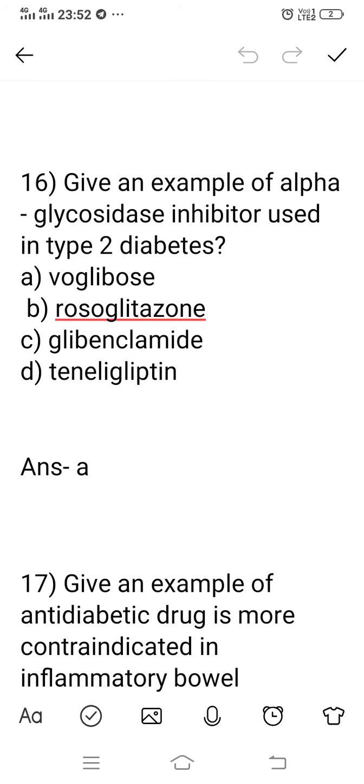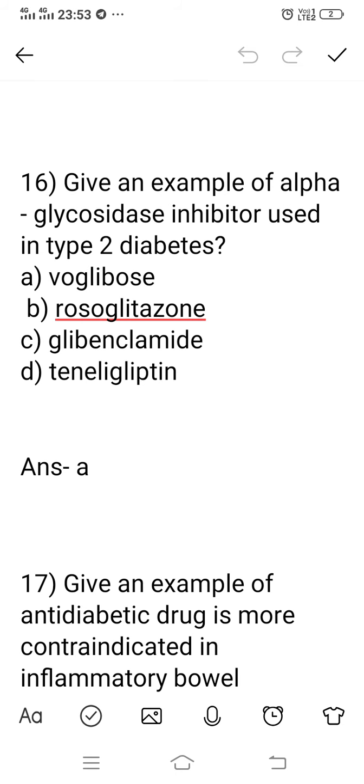Option number A, voglibose. What is the mechanism of voglibose? It acts by inhibiting alpha glucosidase. What is the function of alpha glucosidase? This enzyme helps the breakdown of starch or disaccharides to monosaccharides. But when these enzymes are inhibited, the breakdown of starch or disaccharides to monosaccharides does not occur. As a result, the problem of digestion occurs.